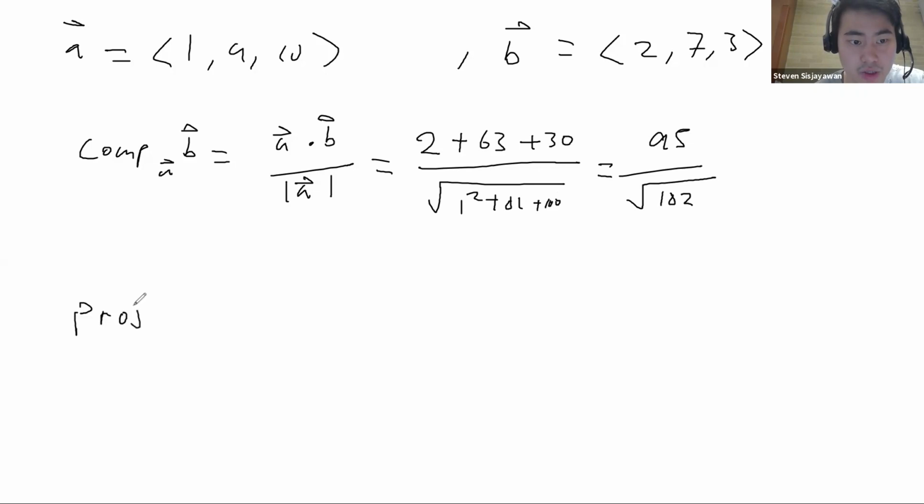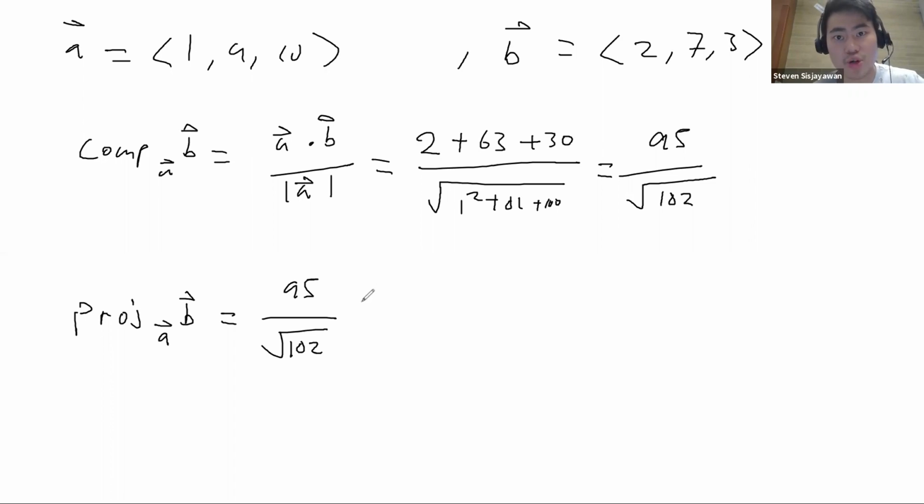And now let's try to find the vector projection of B onto A. So it's just going to be 95 all over the square root of 182 multiplied by normalizing the A vector, or the vector that you're trying to project onto. In this case, you're trying to project B onto A, right? So we're basically normalizing the vector A. Let me use parentheses right there.